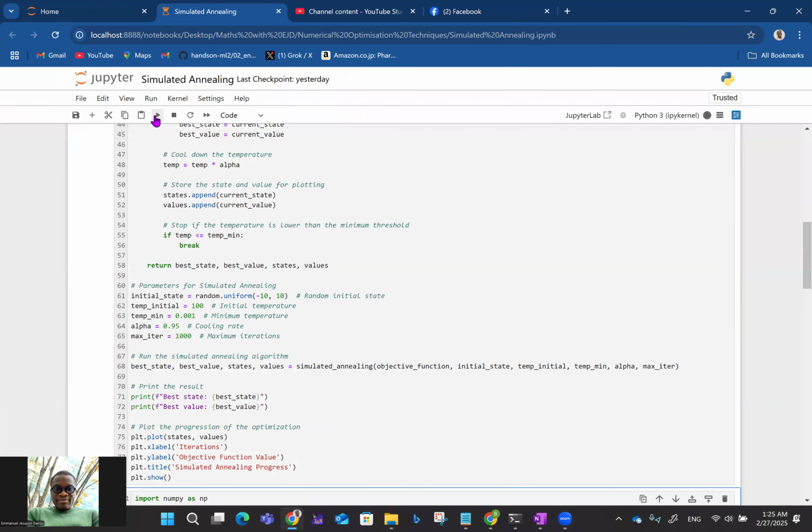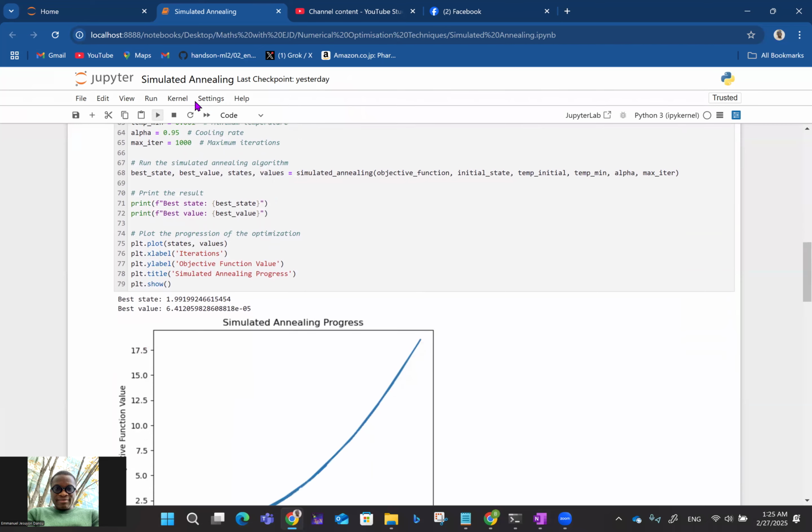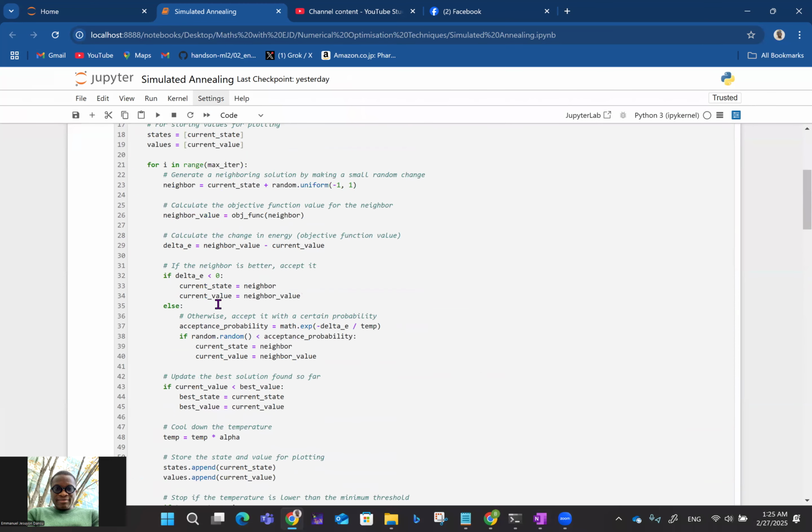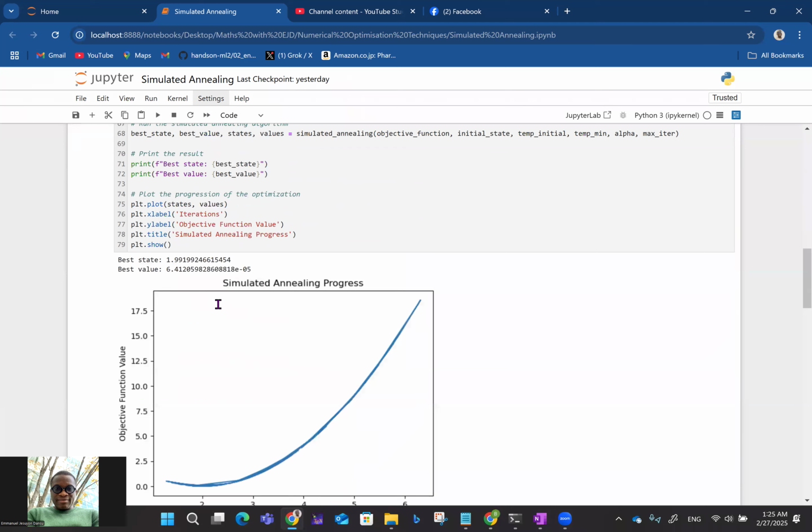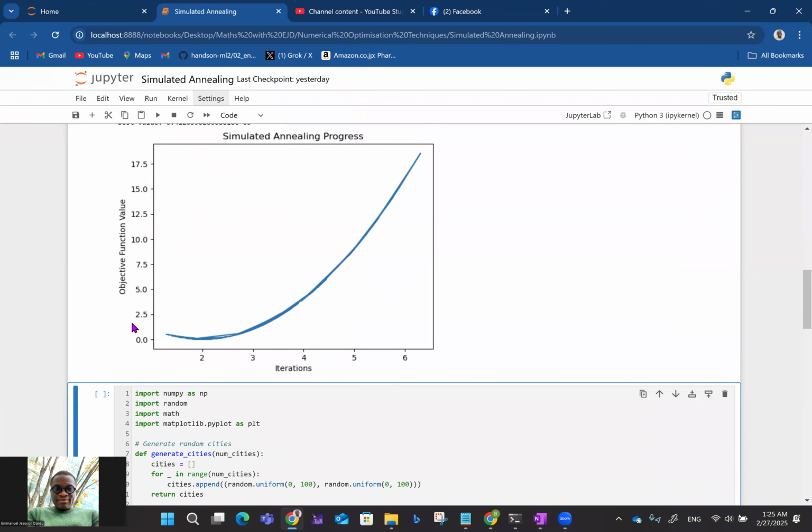So at the end of the day, the result is expected to be 2, and this is 1.9999 something. And the best value, when you evaluate the function at 2, you should get something like 0. And this one is really close to 0. That's 0.0000, then 6412. And this is the diagram that demonstrates that process.